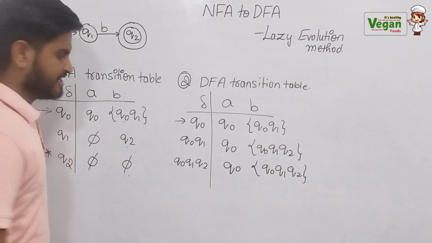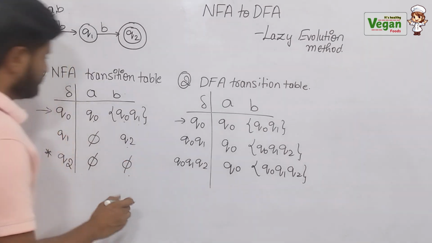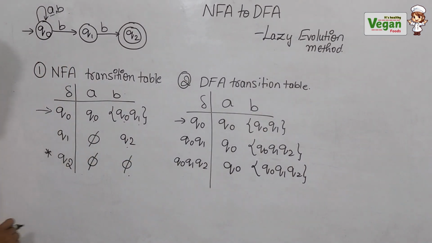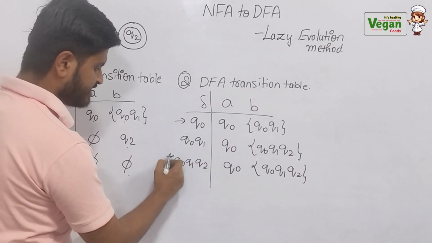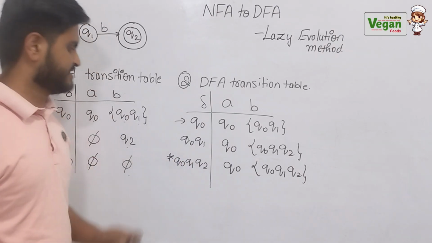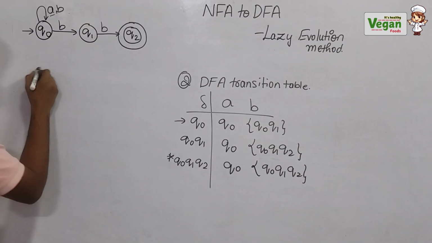Q0 is my initial state, and which is the final state? Which state is having Q2 in it? This is having Q2 in it, so it will be considered as the final state. Now the third step starts.